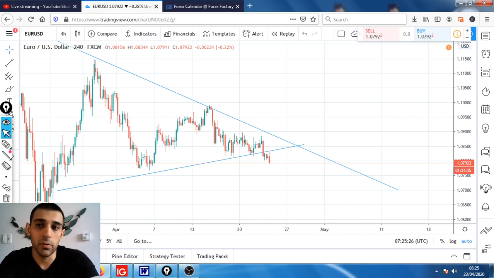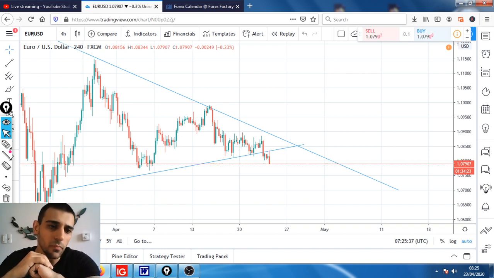So I do like the pullbacks, because one of the reasons is that it gives me a very good risk reward, and the other is I can use my stop loss tighter rather than if you just jump into the breakouts. So it's really a personal preference.